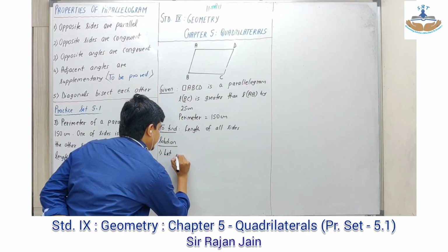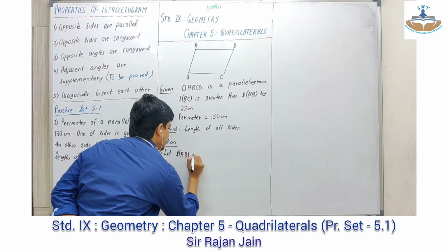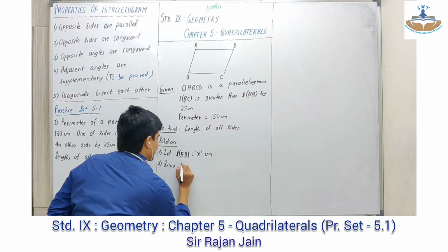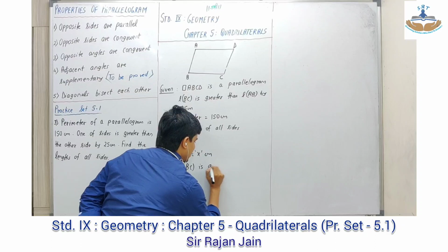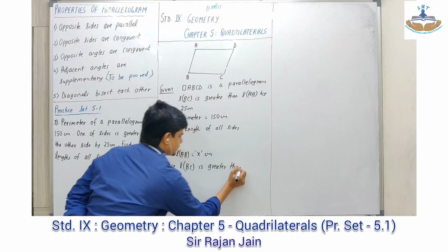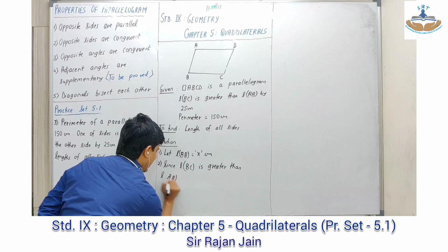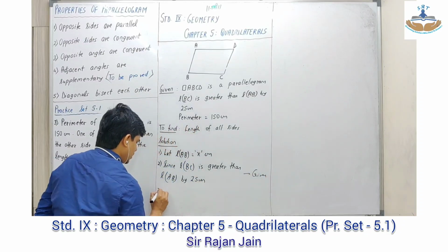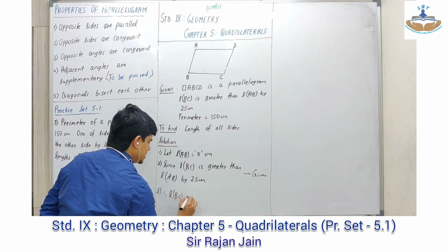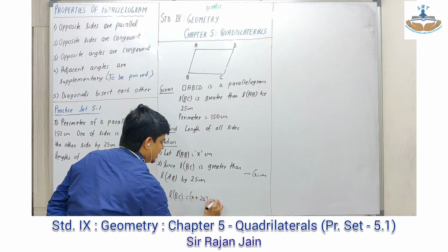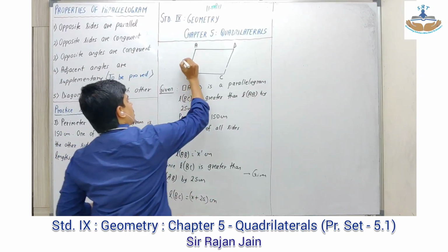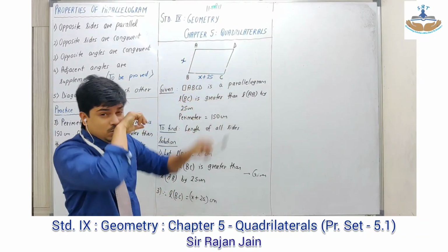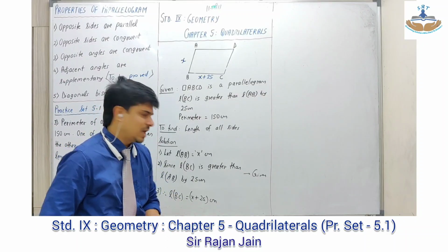I'll say let length AB be equal to x centimeter. Then I will say that since length of side BC is greater than length of side AB by 25 centimeter, this is what is given in the question. Therefore, length of BC is equal to x plus 25 centimeter. Now I got this as x, this as x plus 25. Now I'll get the remaining two sides by using what property? That opposite sides of parallelogram are congruent.